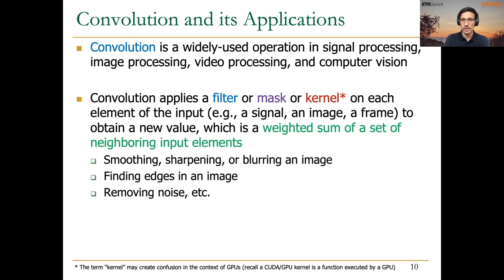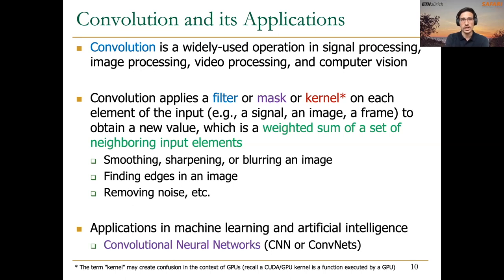Convolution is widely used in image processing. It can be used for smoothing, sharpening, or blurring an image, also for finding edges, or for removing noise. We are going to see a few examples of this later in this lecture. But more importantly, these days are the applications that convolution has in machine learning and artificial intelligence, because they are key for convolutional neural networks, CNNs or ConvNets, where the convolutional layers are probably the most important ones.